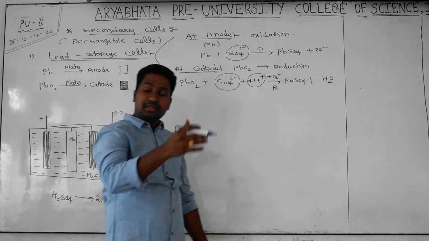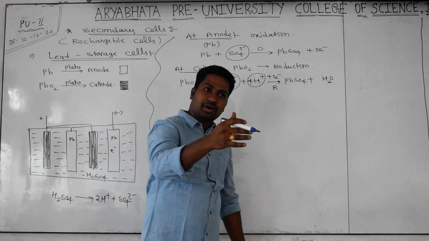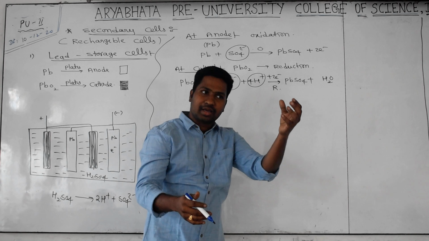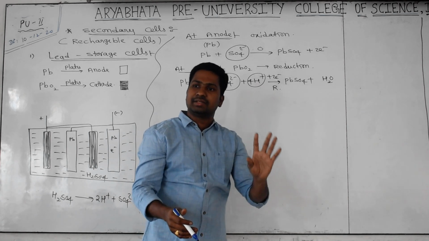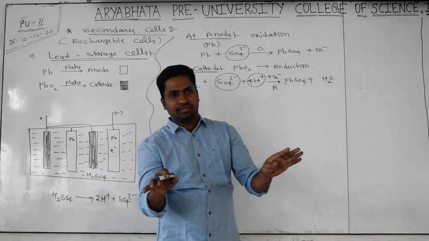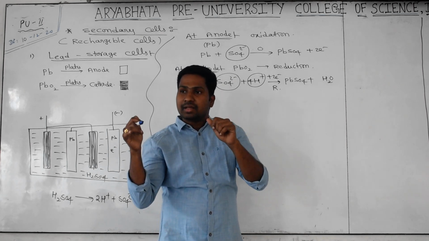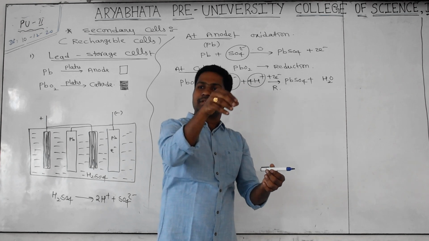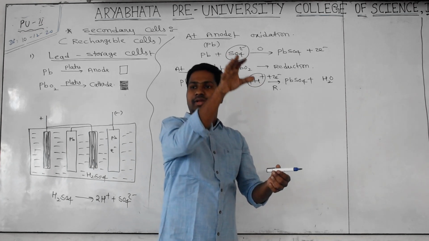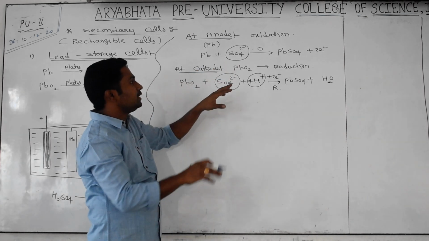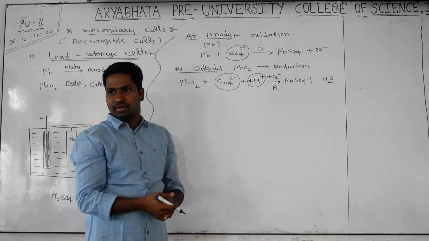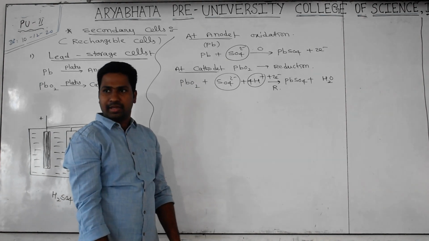This means that as the cell keeps working, the concentration of the sulfuric acid keeps decreasing. Once it is completely utilized, the battery is no longer useful. That's why, if you use this battery frequently, time to time you have to change the sulfuric acid liquid, because it plays a very important role in this whole redox reaction.